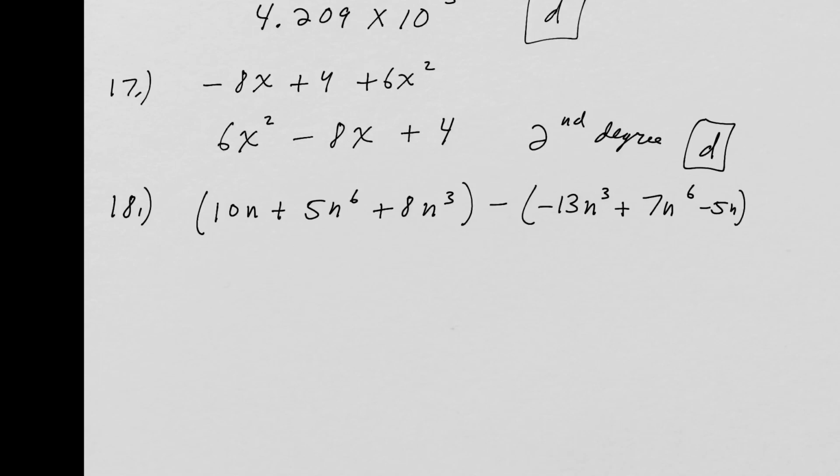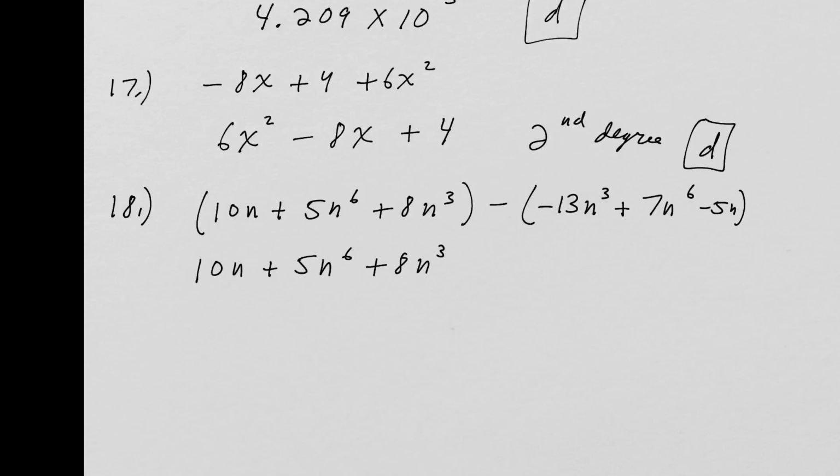Minus 5n. Okay, so for the first polynomial, since I have a 1 in front of the parentheses, I can just remove the parentheses, right? It's not going to affect it. It's not going to change any of the signs. So I'm just going to remove the parentheses.